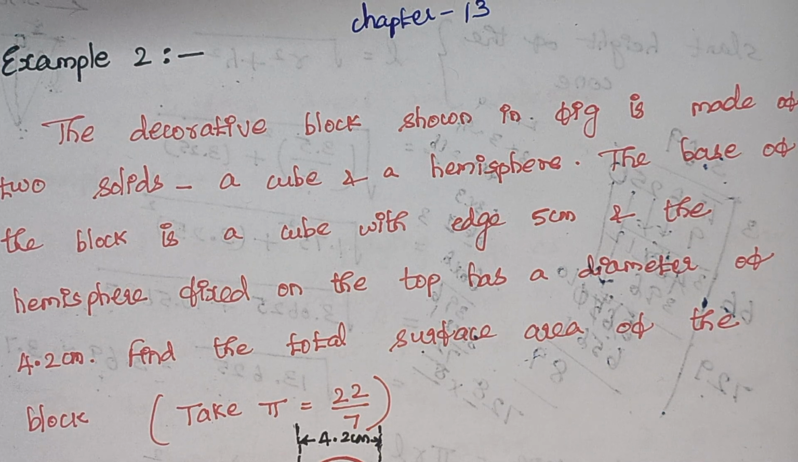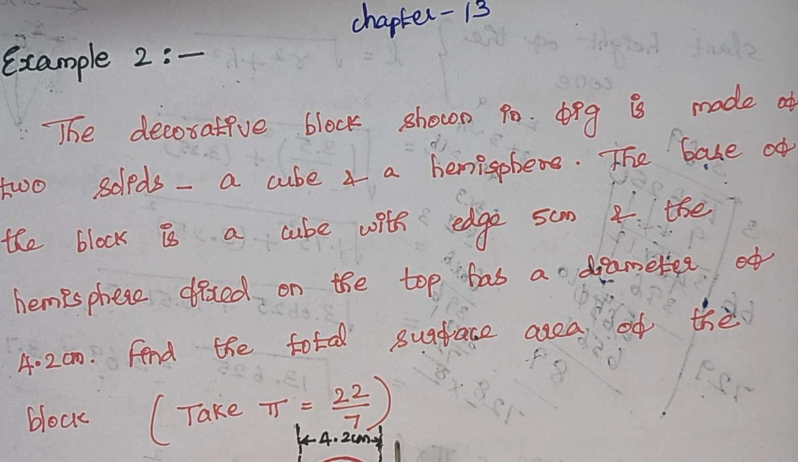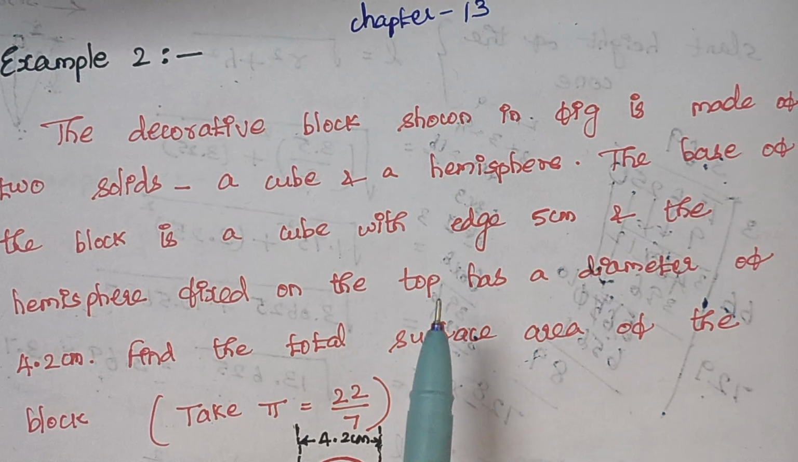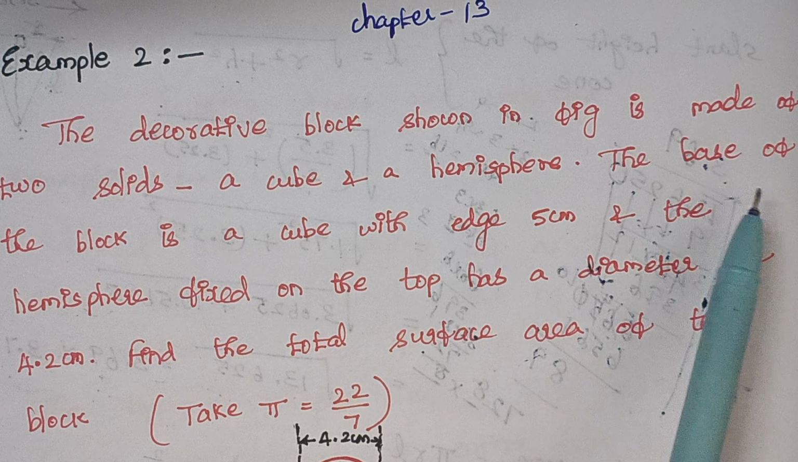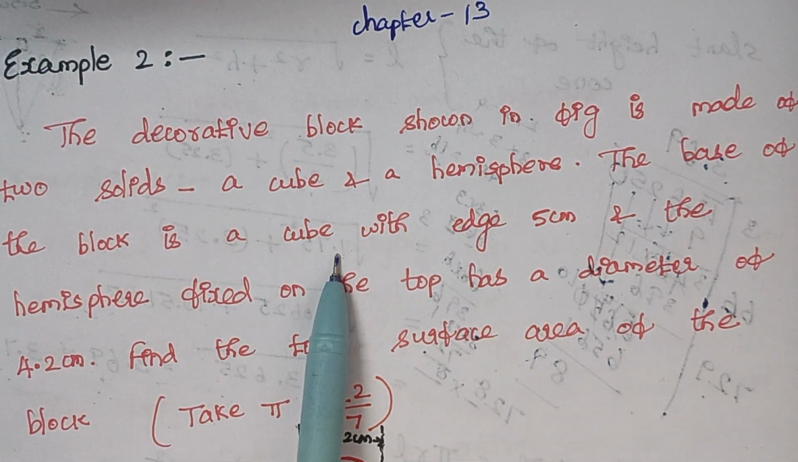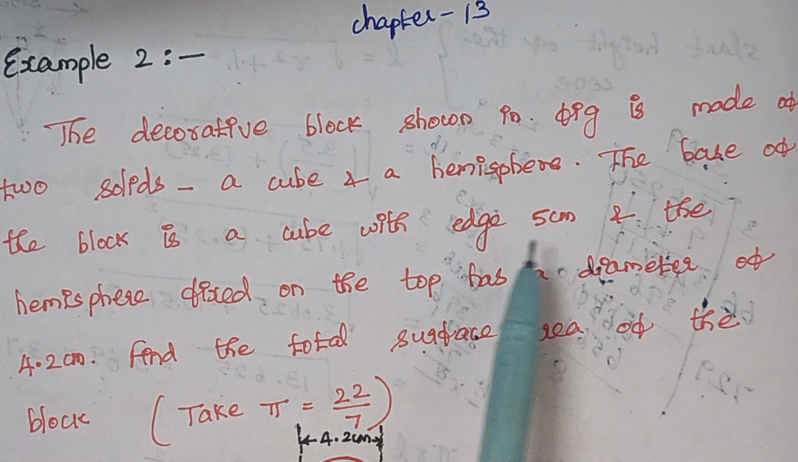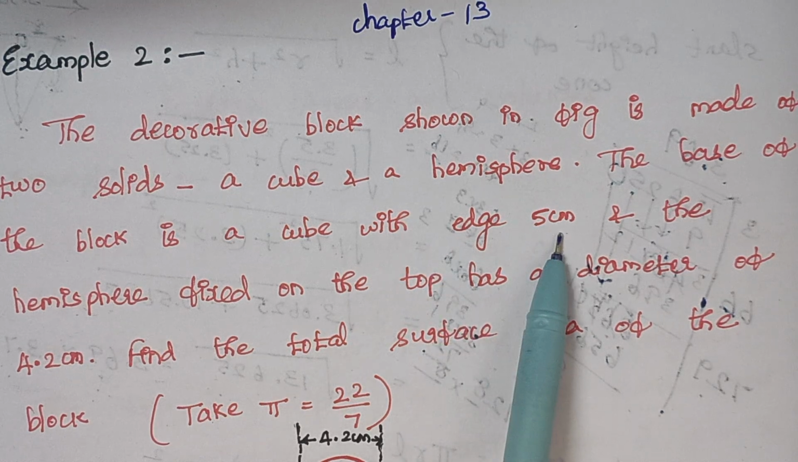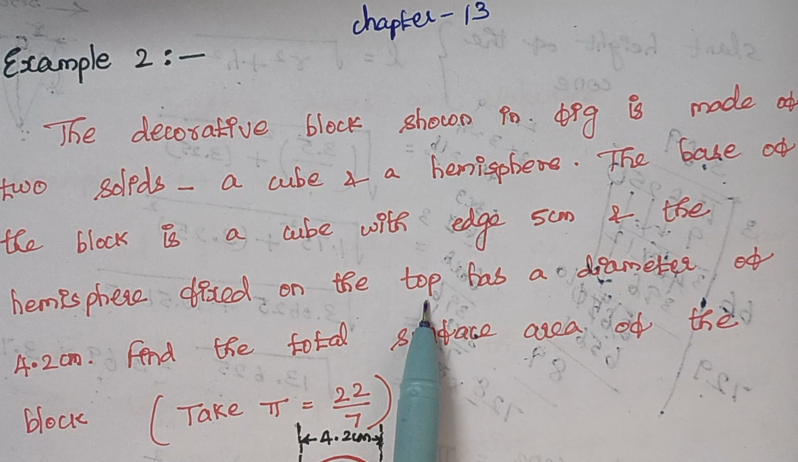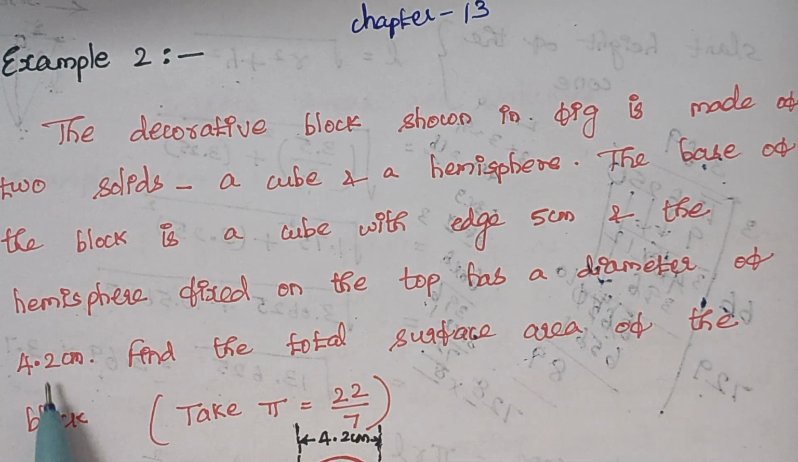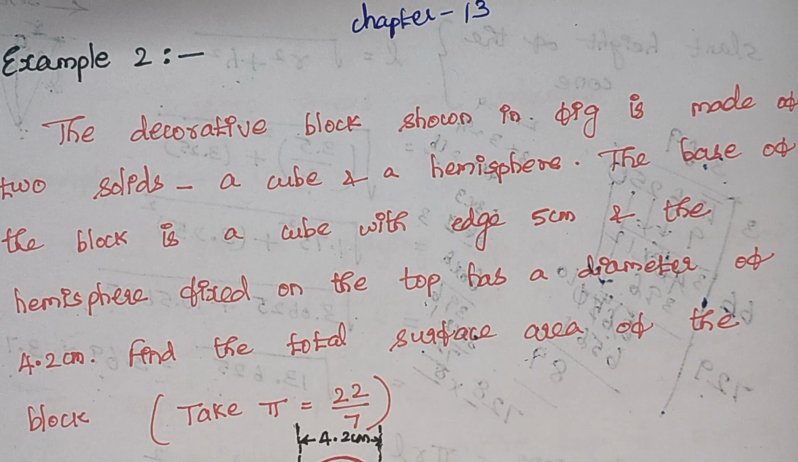So here you see, if you are unable to understand the problem, you can read it twice or thrice, right? What are all the things we have? We have a cube and a hemisphere. The base of the block is a cube whose edge is 5 centimeters, and the hemisphere is fixed on the top of the cube, whose diameter is 4.2 centimeters. We have to find the total surface area.